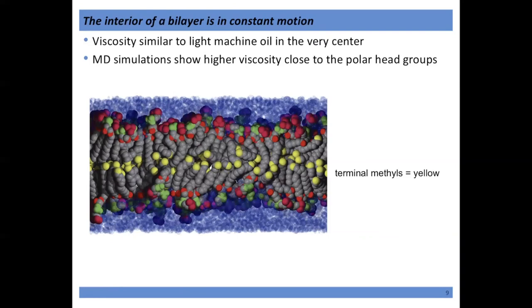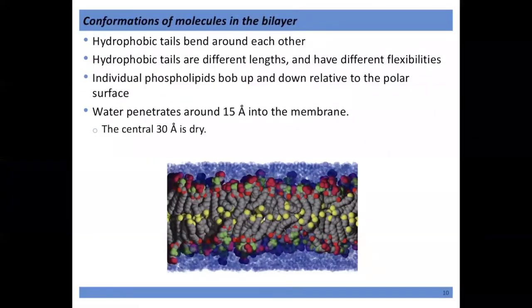So they tend to be less fluid as you approach the polar head groups, but these tails down here are wiggling quite a bit. So about the viscosity of a light machine oil. If you're wondering what that is, that's like the all-purpose oil, so not motor oil, but if you've ever used an oil that's clear in color, it's slippery, but not really thick, actually less thick than vegetable oil.